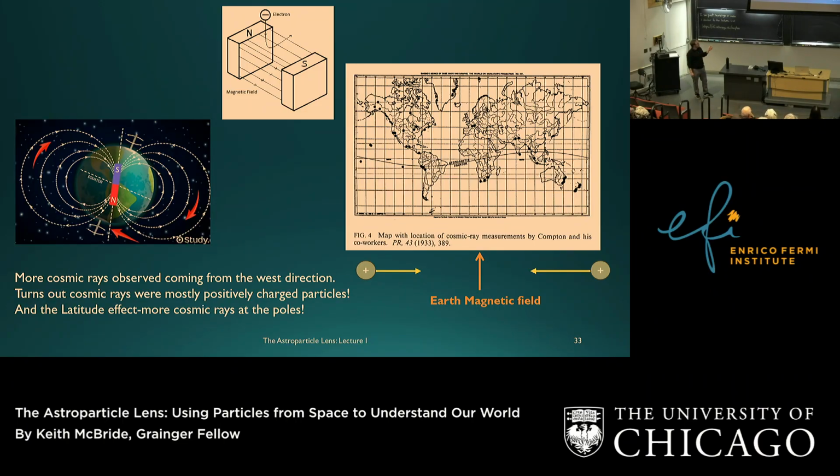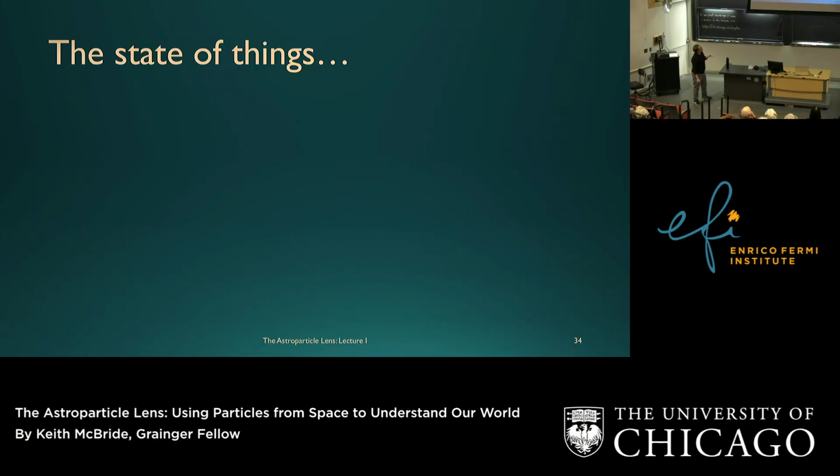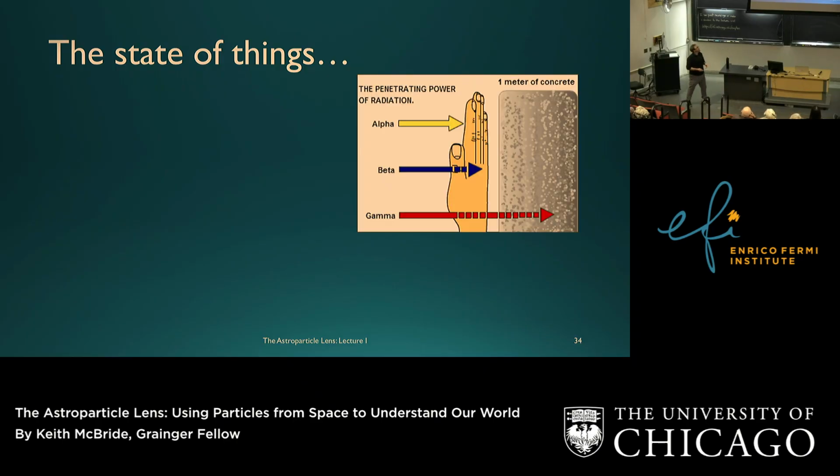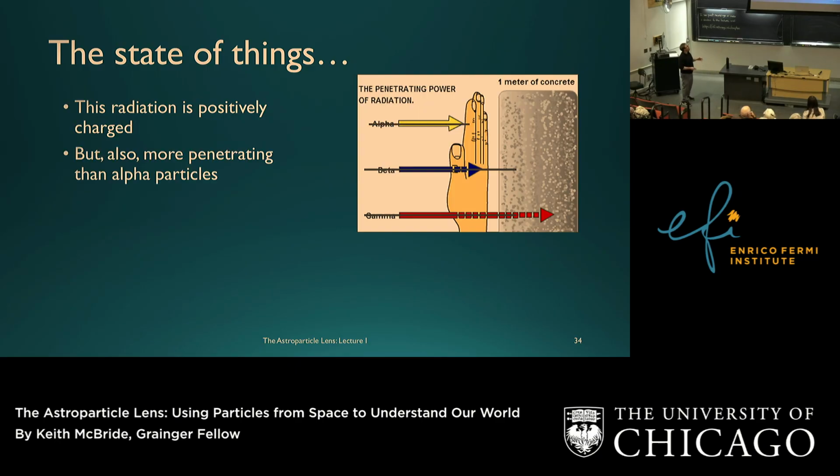There's also this latitude effect that I can come back to, but you don't have time to talk about. It's very interesting. And so that gives us a kind of sense of the state of things in the mid-1930s, right? They knew of these kinds of radiation, right? But since it's positively charged, they're not gamma rays, Millikan, they're not beta rays, they're not negative. But they're also not alpha particles, right? They're positively charged just like alpha particles are, but alpha's not so penetrating.